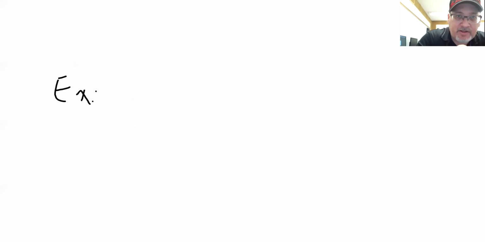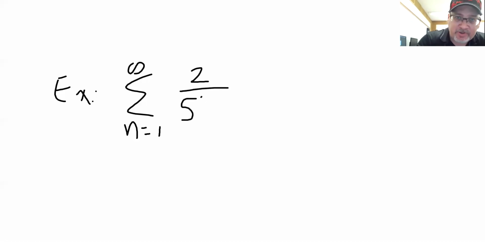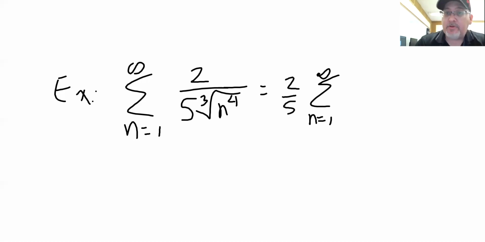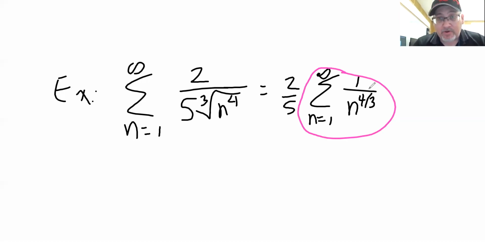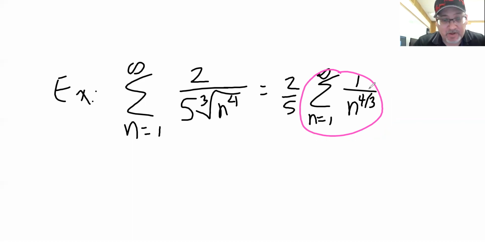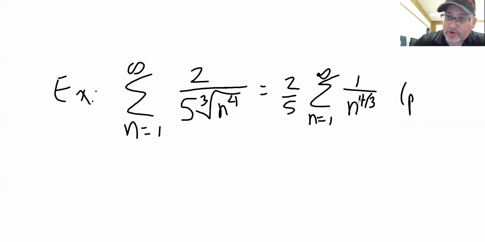If we had something like the sum of n equals 1 to infinity of 2/5 times the cube root of n to the 4th power, something messier like that. Well, first off, we have a theorem that says if there's a constant factor on the argument, you can pull it out. So we can pull the 2/5 out. And we can rewrite the cube root of n to the 4th as n to the 4/3 power. So this is a multiple of the p-series, and we had a theorem that says the series without the constant in front will converge if and only if the series with the constant will converge. So convergence now hinges on this p-series, and this is a p-series with p equal to 4/3, which is greater than 1, therefore converges.